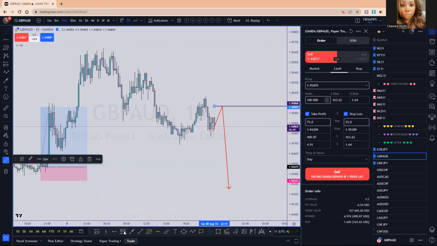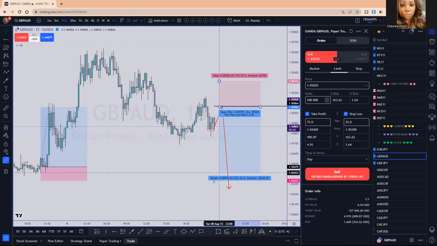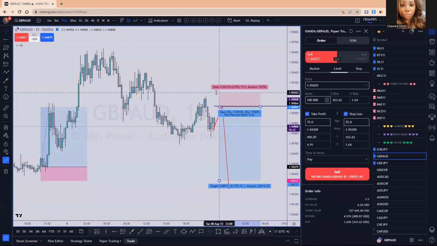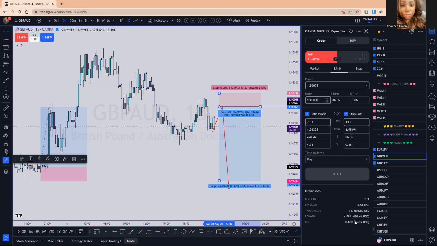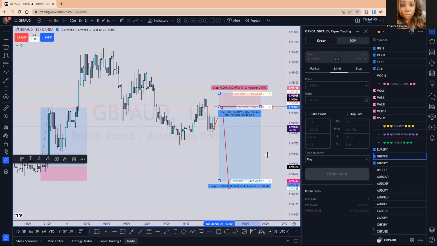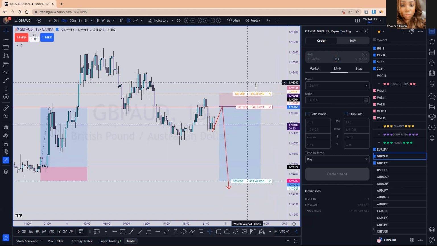So it's always good to have your short or long position tool on the screen before you do this, because it'll already be measured out for you. So let's see, my stop loss is 13.2 pips and take profit is 73.1. Okay, and then you just hit sell and it's going to put a bracket on the screen. And then you can adjust this if you want to go higher or lower for your stop loss, and adjust this higher or lower for your take profit.